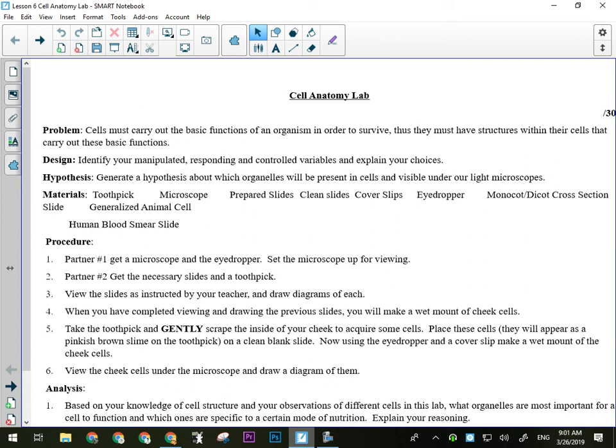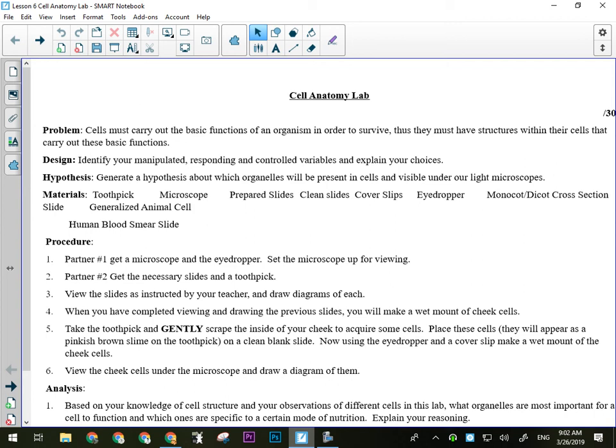We already kind of know what they have in common because we've gone over the parts of the cell and we've looked at plant and animal cells, okay? But we kind of want to confirm that and see for ourselves, okay? What are the organelles, essentially, that are necessary for a cell to do the job it does? That is, to carry out the basic functions of the organism. That's the purpose of this, okay? So we're looking for specific parts of the cells.